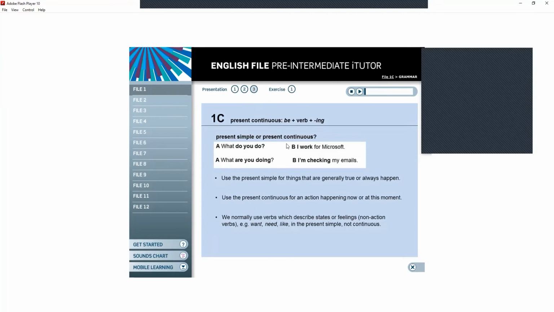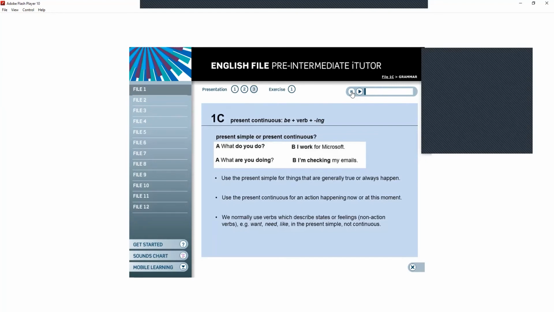3. The present continuous or present simple. Let's compare the difference. So look, this one, let's listen. What do you do? I work for Microsoft. What are you doing? I'm checking my emails.